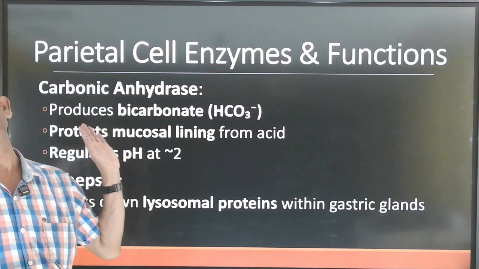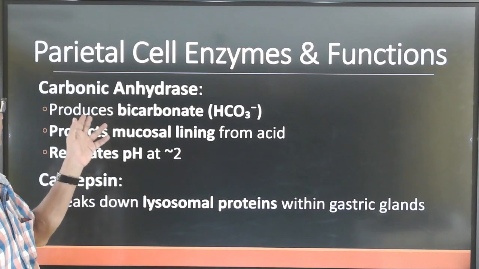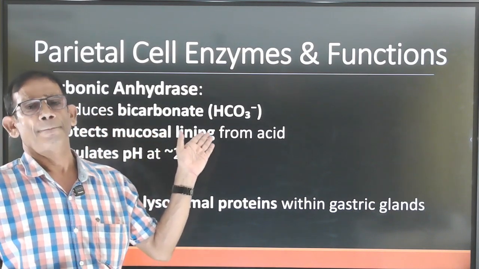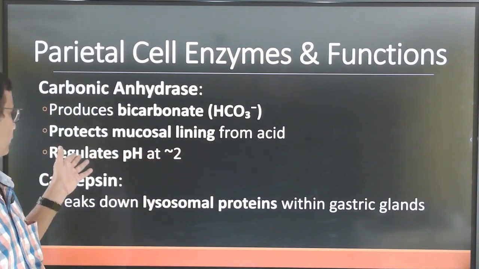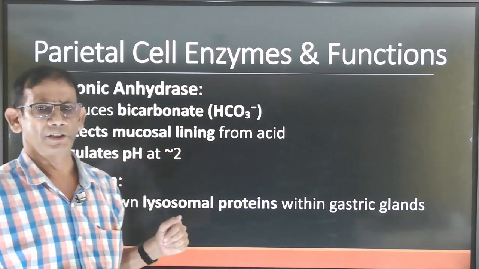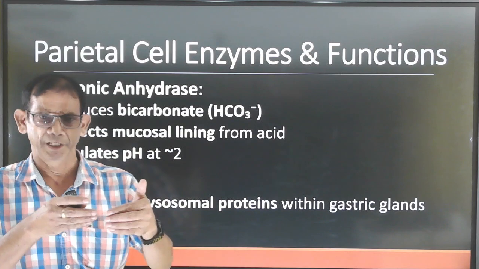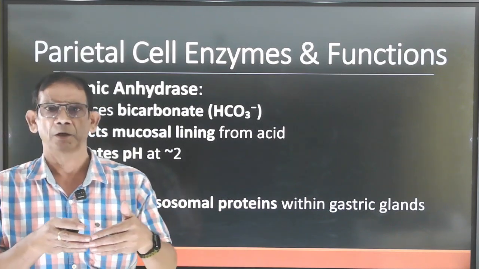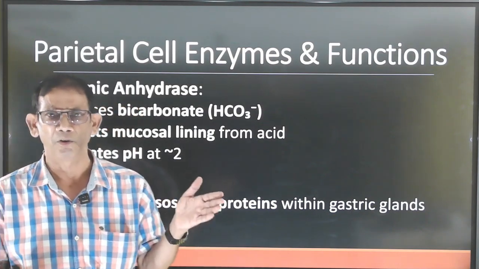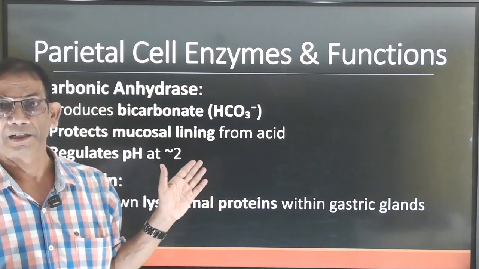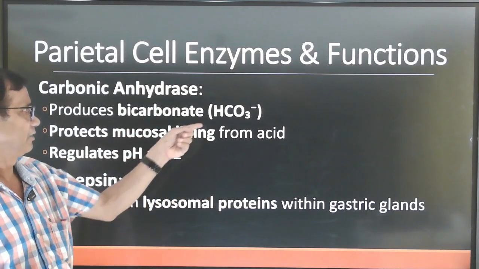Besides these, parietal cells have another enzyme also, that is carbonic anhydrase, which helps in the formation of bicarbonate. Due to the presence of this bicarbonate, which regulates pH at 2, the lowering of acidity, which can cause a corrosive effect on the stomach lining, can be reduced due to the presence of HCO3.